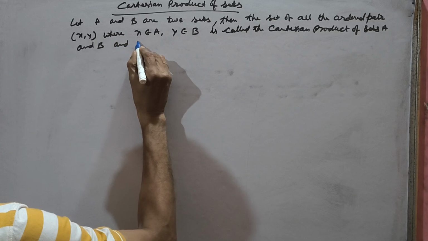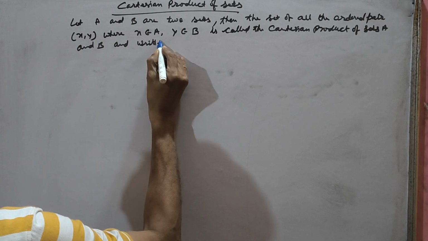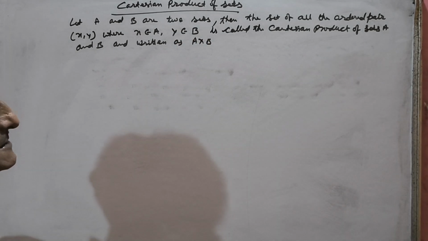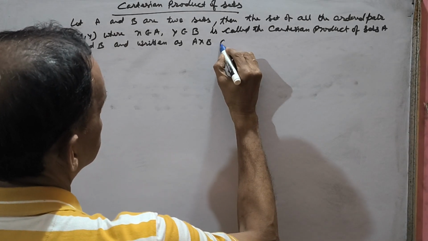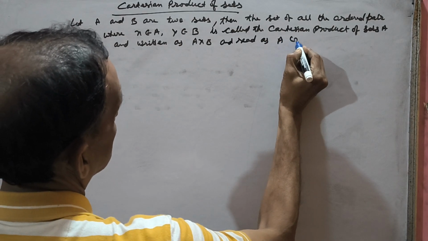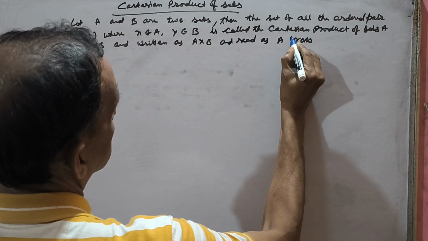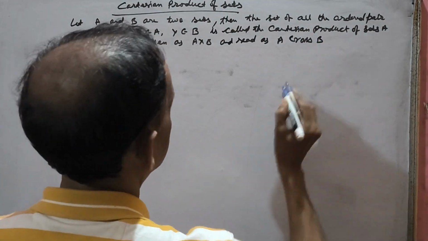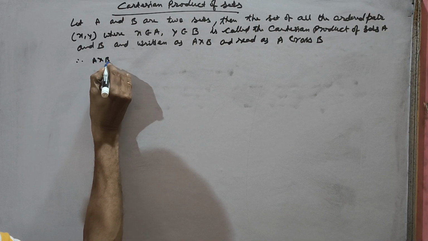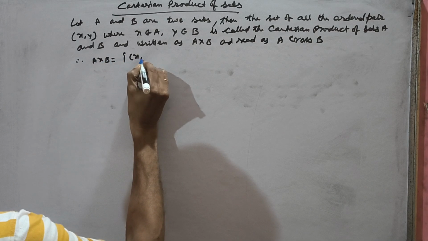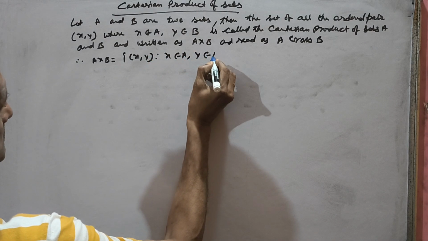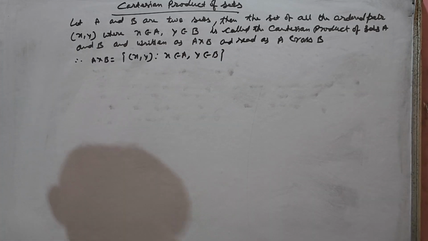And see, it is written as A into B, but it is read as A cross B. You can say A into B also, but generally it is written A cross B. So therefore, in shortcut, A cross B is equal to the ordered pair (x, y) such that x belongs to A and y belongs to B.